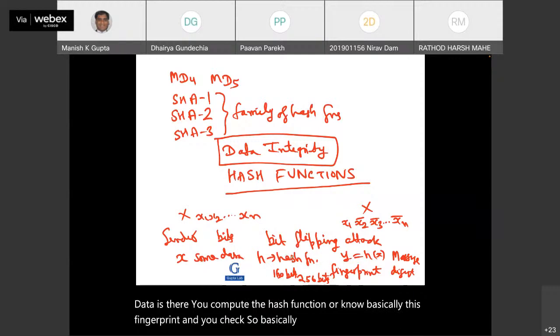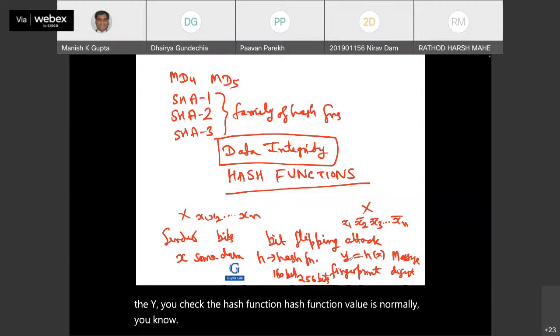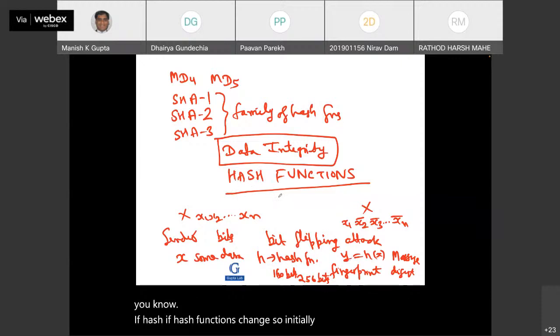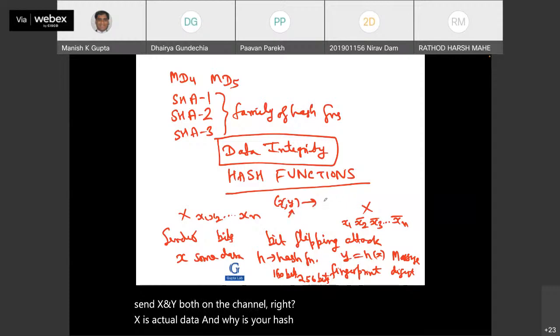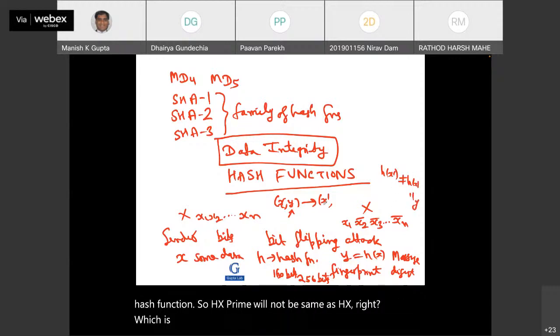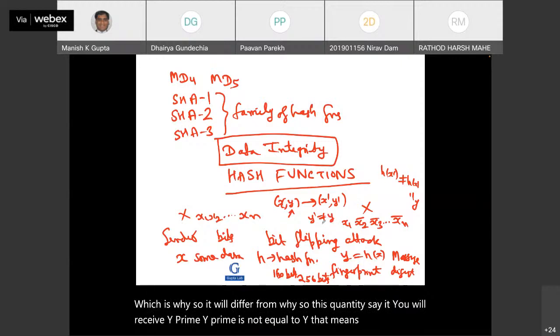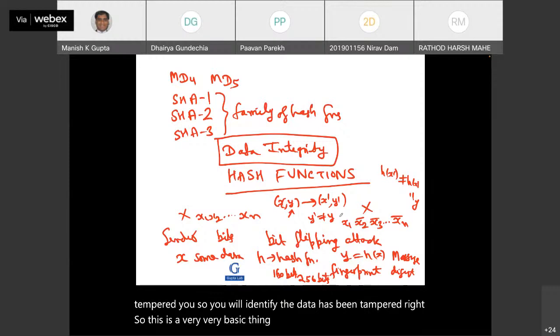So basically, if x is sent, then you check the y, the hash function value. One can send x and y both on the channel. x is the actual data and y is your hash value. Now the receiver can check: suppose data is tampered and you receive x prime. Then you compute the hash function, so h of x prime will not be the same as h of x, which is y. It will differ from y, so you will get y prime, and y prime is not equal to y. That means the data has been tampered. So this is a very basic way through which you can check if the message is altered or not.